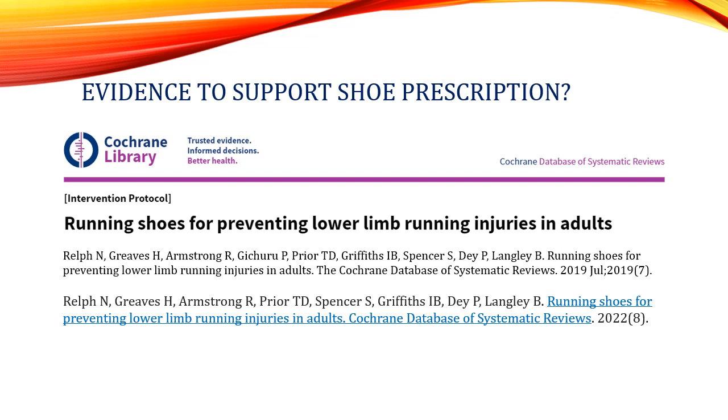The definition of a running related injury should be better defined in coming studies in the research, and more research should be considering randomized controlled trial design to increase the evidence in this area. And then lastly, they also say that future work should look to explore the influence of different types of running shoes upon injury rates in specific subgroups.